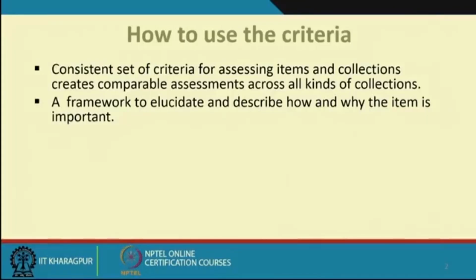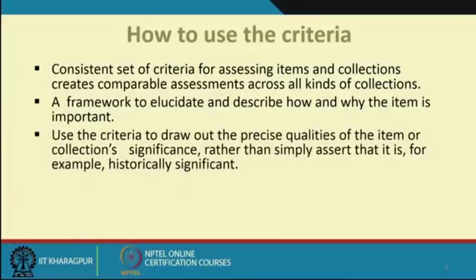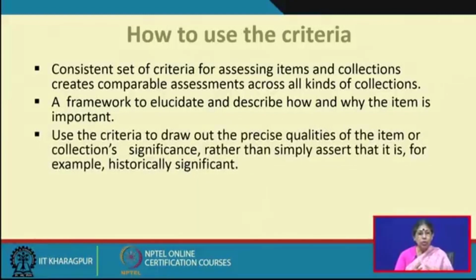We also have to understand there has to be a framework to elucidate and describe how and why the item is important. So, how do we evolve that framework and use the criteria to draw out the precise quality of the item or collection's significance, rather than simply asserting that it is, for example, historically significant? Again and again I am saying, just saying historically significant is not enough. One has to understand precisely what qualities of the item contribute to the historical significance. Otherwise, we cannot go to the next stage.